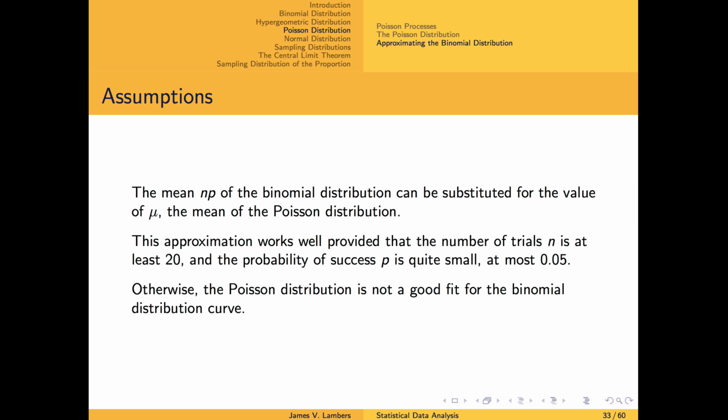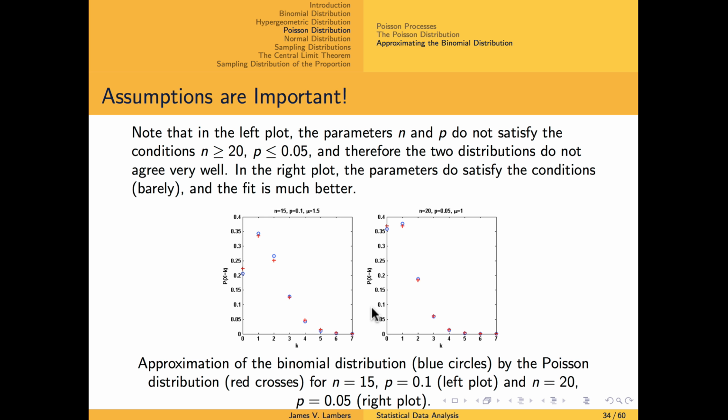However, we have to be careful. This approximation is only valid if the number of trials is high enough, say at least 20, and if the probability of success of a Bernoulli trial is quite small. The importance of these conditions can be seen here. In the left plot, we have n equals 15 and p equals 0.1, which does not satisfy the conditions given on the previous slide, and we can see that the probability mass functions don't agree very well. However, in the right plot, we have n equals 20 and p equals 0.05, and we get a much better fit.